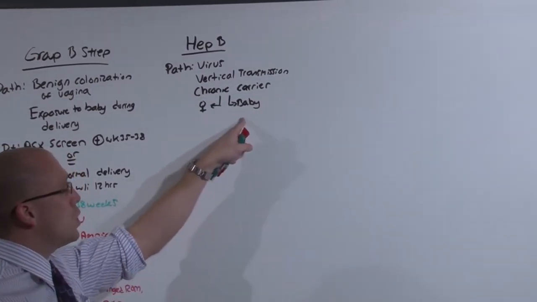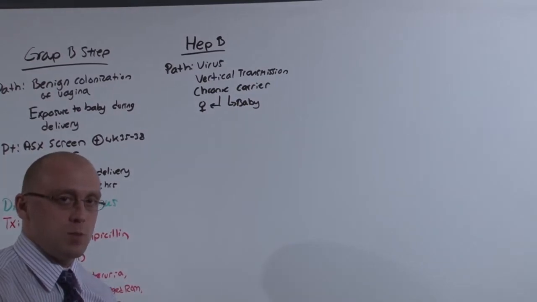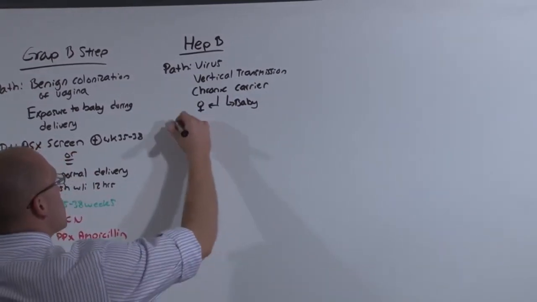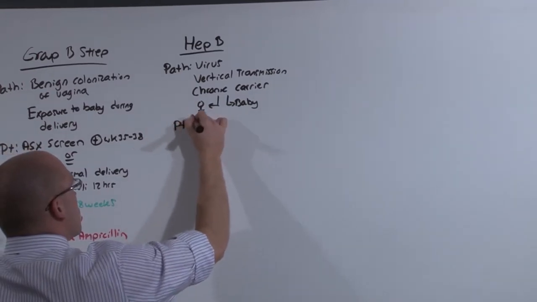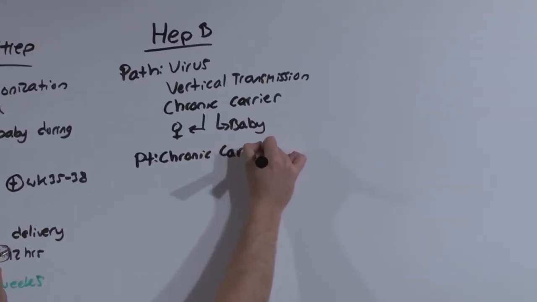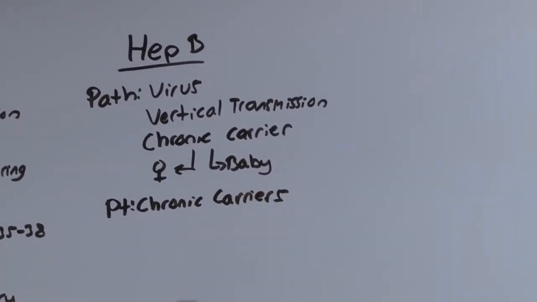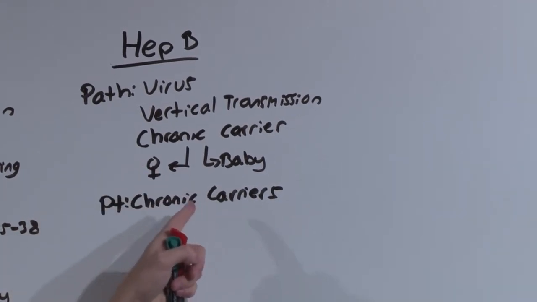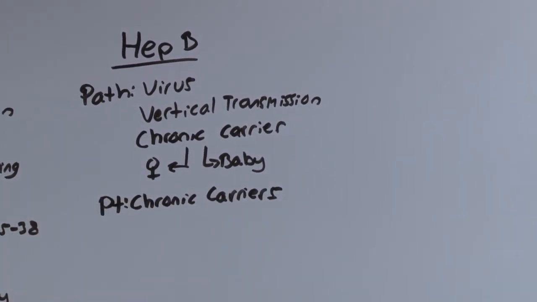There is no acute hepatitis picture in these patients. They just happen to get the virus in their blood. So the patients are going to be chronic carriers. And mom may be asymptomatic because she's still young enough where that chronic inflammation of her liver has not led to any sequelae. So in order to diagnose them, you have to screen them.